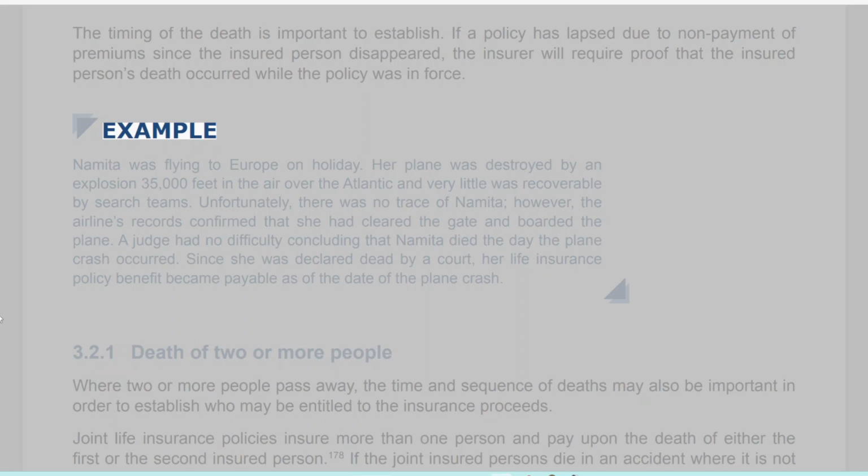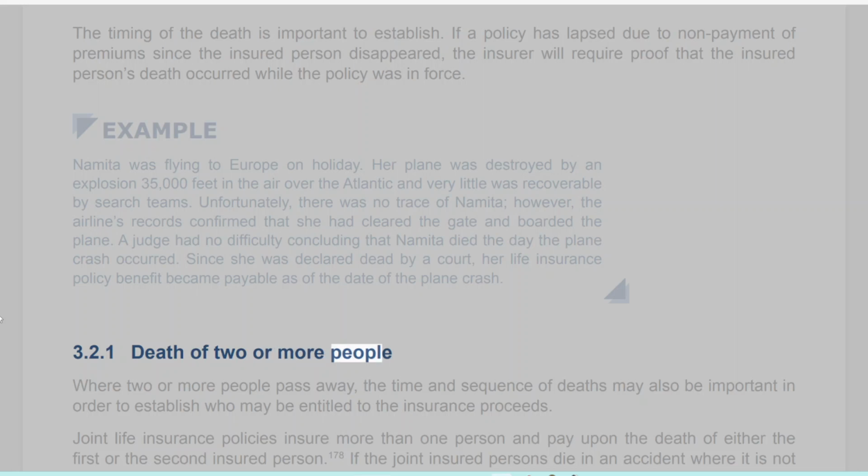Example: Mtre was flying to Europe on holiday. Her plane was destroyed by an explosion 35,000 feet in the air over the Atlantic and very little was recoverable by search teams. Unfortunately, there was no trace of Mtre. However, the airline's records confirmed that she had cleared the gate and boarded the plane. A judge had no difficulty concluding that Mtre died the day the plane crash occurred. Since she was declared dead by a court, her life insurance policy benefit became payable as of the date of the plane crash.